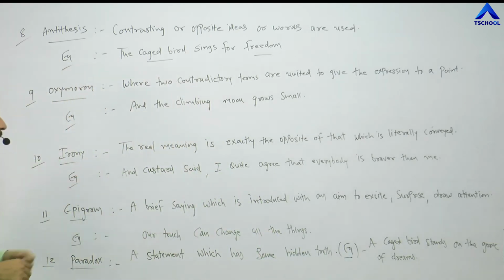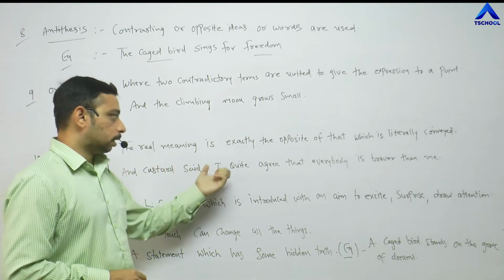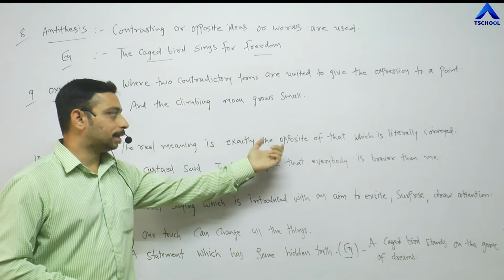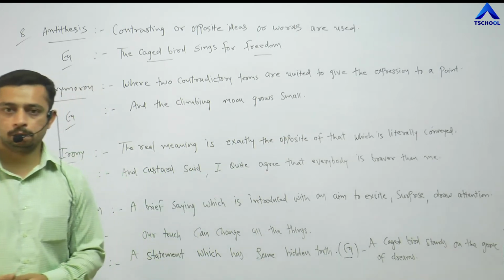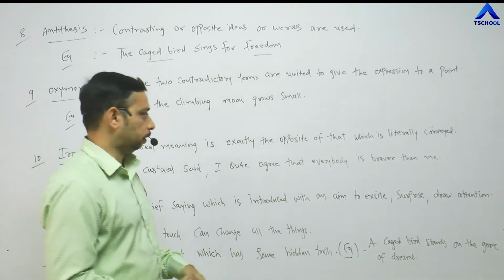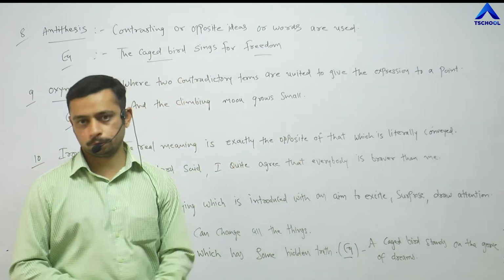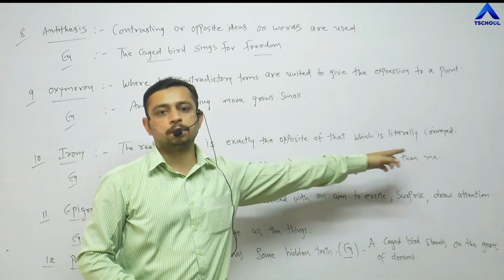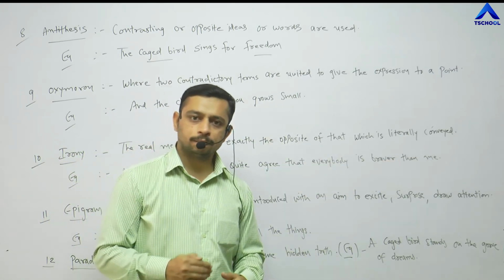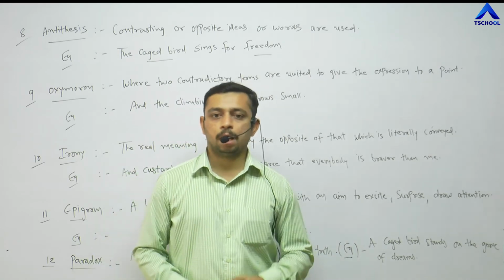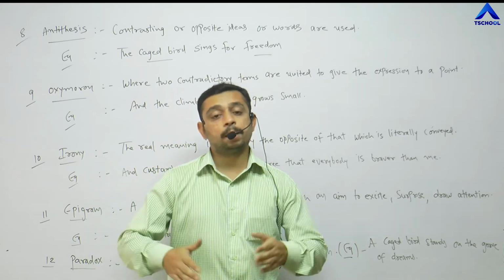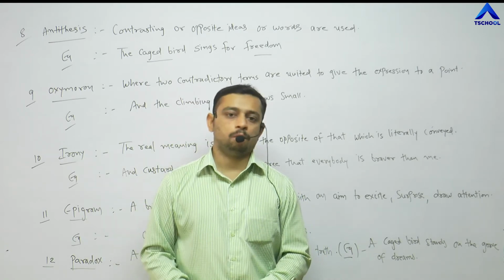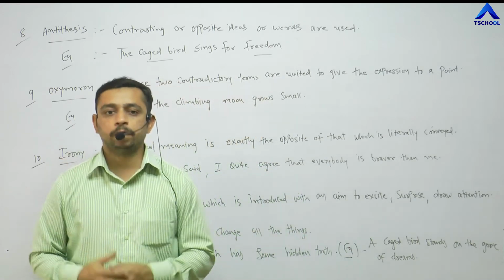Next, number 10. The real meaning, that is irony. What is irony? The real meaning is exactly the opposite of what is literally conveyed. Whatever lines the poet is using in the poem, and whatever meaning he tries to convey, that is not the actual meaning he wants to convey. He wants to convey the opposite meaning to the reader.